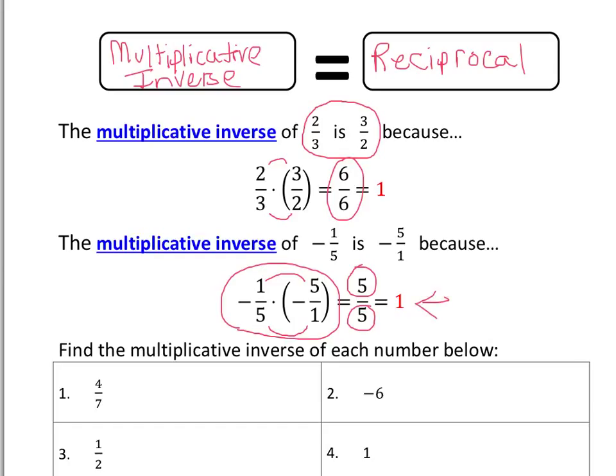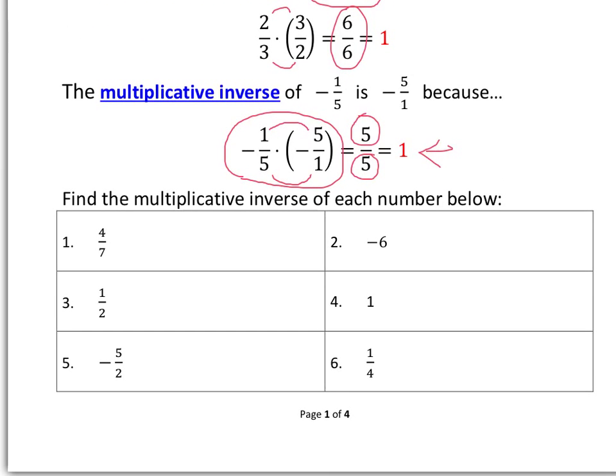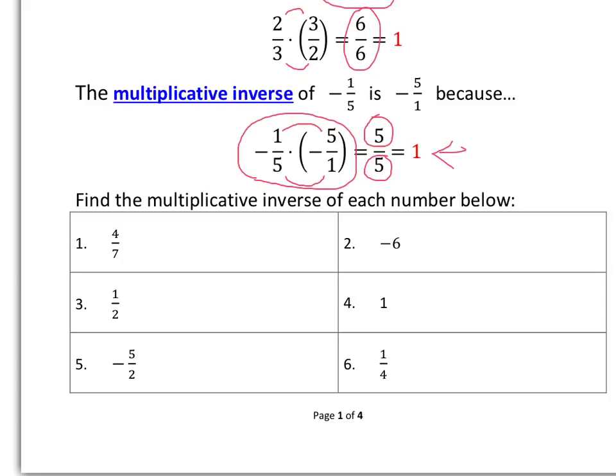Let's take a moment and do some practice examples. Okay, so the reciprocal or multiplicative inverse of 4/7 will be 7/4. The multiplicative inverse of negative 6 will be negative 1/6. Notice that we have to keep the same sign here. If we start out with a negative, the reciprocal will also be a negative.